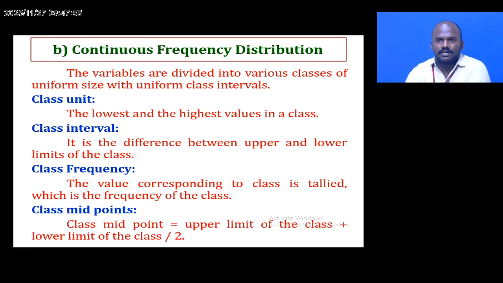The second one is the continuous frequency distribution. The variable is divided into various classes of uniform size, with uniform class intervals. There are several terms. Class limits: the lowest and highest value in a class. Class interval: the difference between the upper and lower limits of the class. Class frequency: the number of values corresponding to a class, which is the frequency of the class. Class midpoint: the upper limit plus the lower limit, divided by 2.